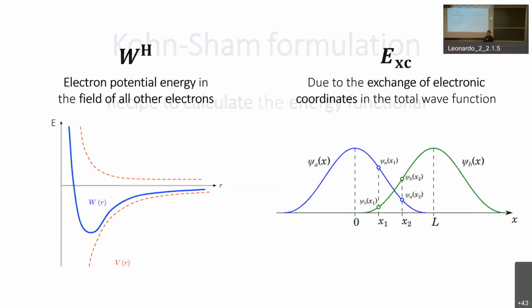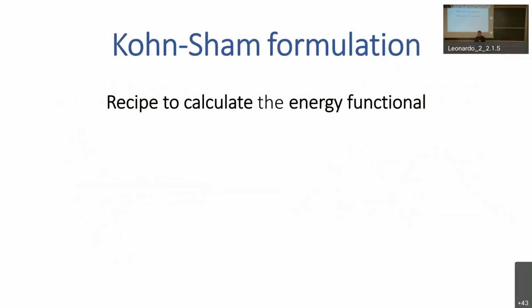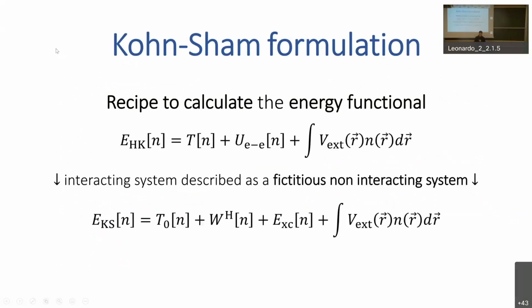And so we arrive at the second approach to solve this problem, which was made by Kohn and Sham around 1965. It's really important because it gives a recipe to calculate this electron density. They used an approximation similar to the one of Hartree-Fock, because they decided to consider the generic interacting electronic system as a fictitious non-interacting electronic system. And by doing so, two terms similar to the ones of the Hartree-Fock approximation appear.